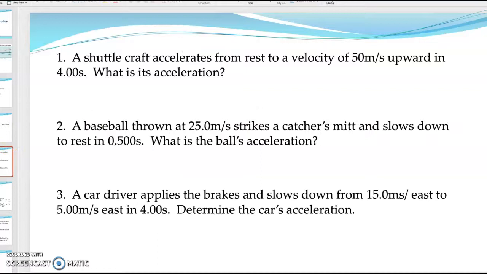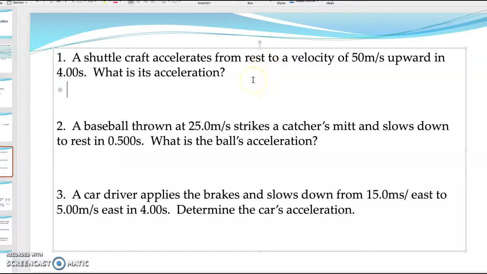Here's some examples for you. So we're going from rest to a velocity of 50 meters per second. Rest is 0, upwards in 4 seconds. What's its acceleration? Now, I always make you do all your steps, but just for the purpose of speed, we're going to go a is change in velocity divided by change in time. So we should be able to go with 50 divided by 4 is 12.5.